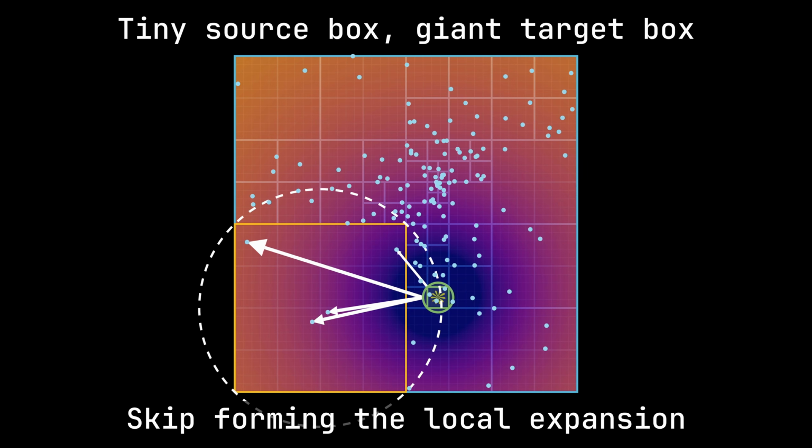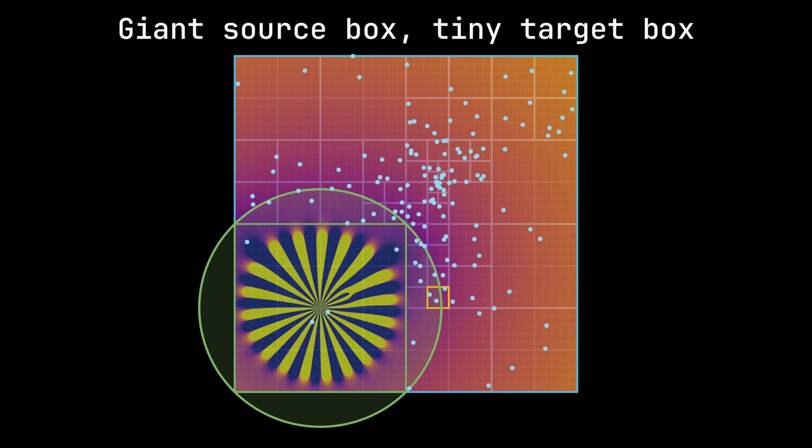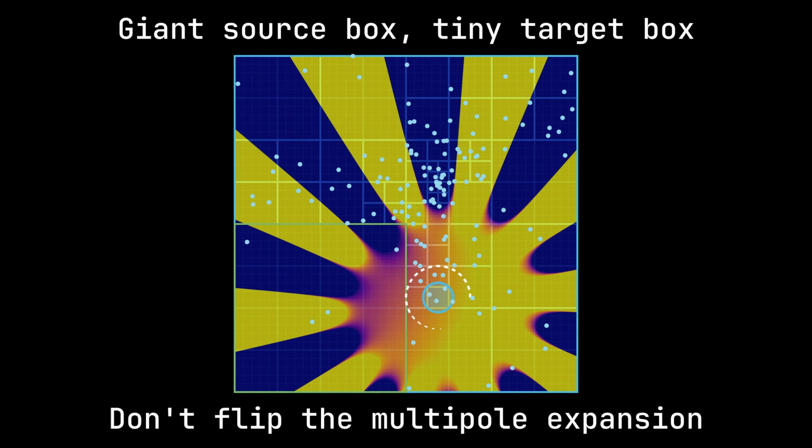Instead, we're forced to run the multipole expansion of the tiny source box over each target particle individually. The second possibility is the exact opposite of the first. We could have a giant source box next to a tiny target box. If this happens, it may be impossible to use the multipole expansion if it diverges within the radius of our target box, so we can skip it entirely. Opposite to the first case again, we can create a local expansion for the target box from the individual source particles, which we worked out how to do quite a while back.